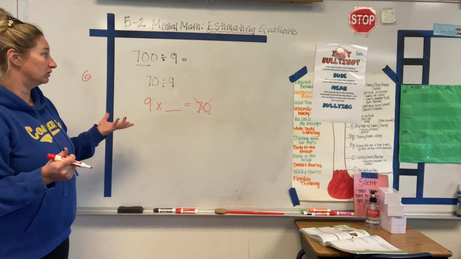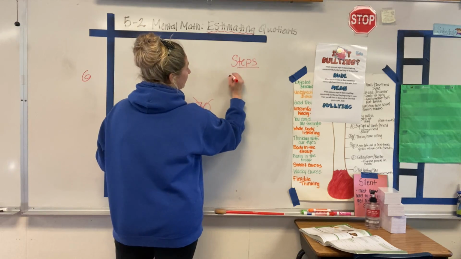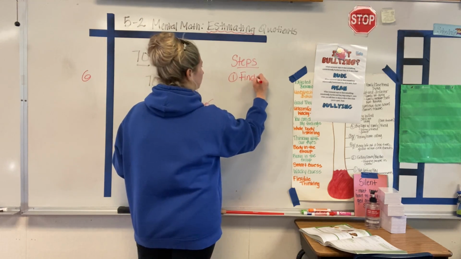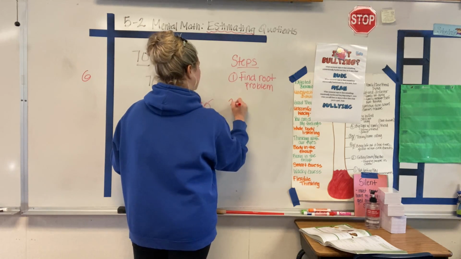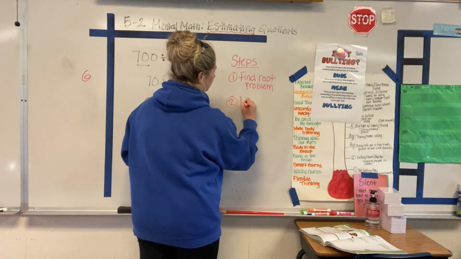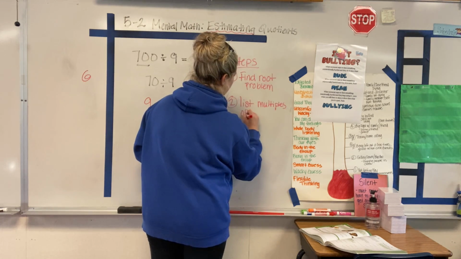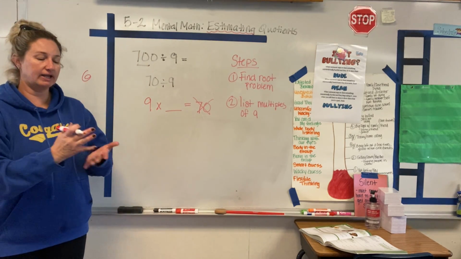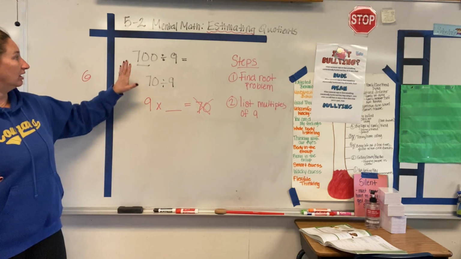So I'm going to write some steps down here. Number 1 is find the root problem. Then next I'm going to list the multiples of 9. When I say multiples of 9, all I'm doing is counting by 9: 9, 18, and so on. I'm just going to list the multiples of 9 till I get close to 70.